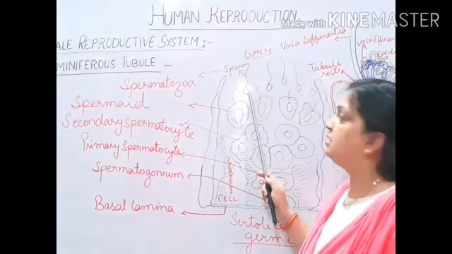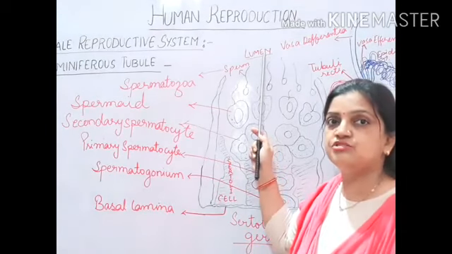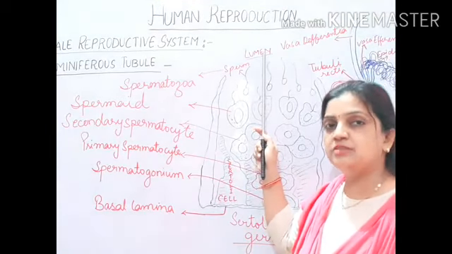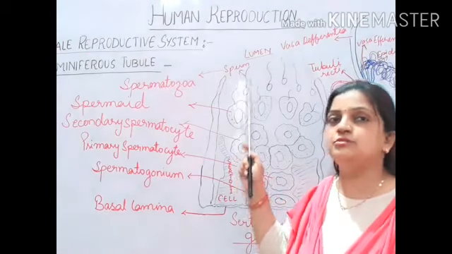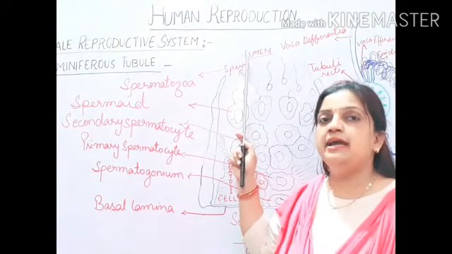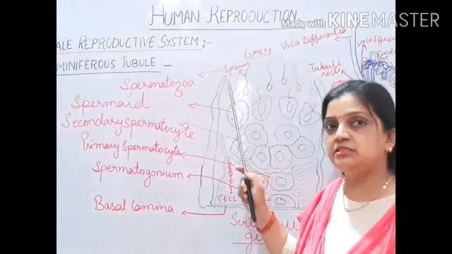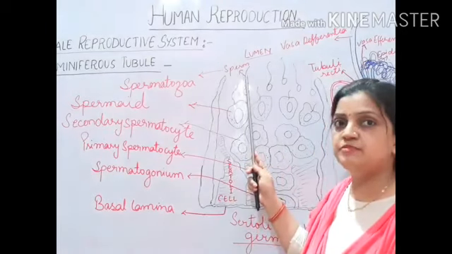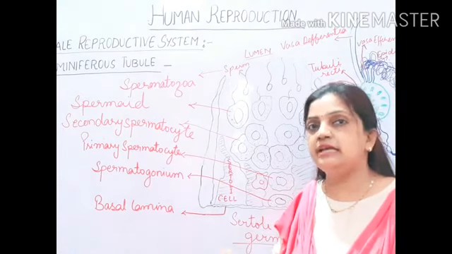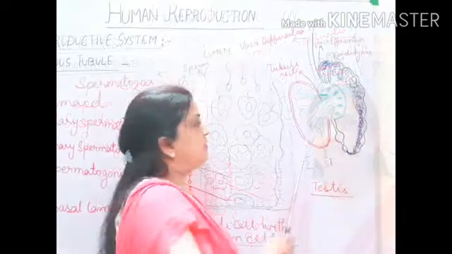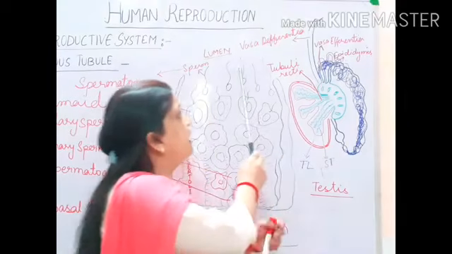Now these sperms will be released into the lumen of the seminiferous tubule. And I told you that the process by which spermatozoa or sperms are released into the lumen of the seminiferous tubule is called spermiation. Now children, what will happen after this? The spermatozoa or sperms will be moving to the tubuli recti, the next part of the testis. So sperms are released now after the spermiation process inside the lumen.